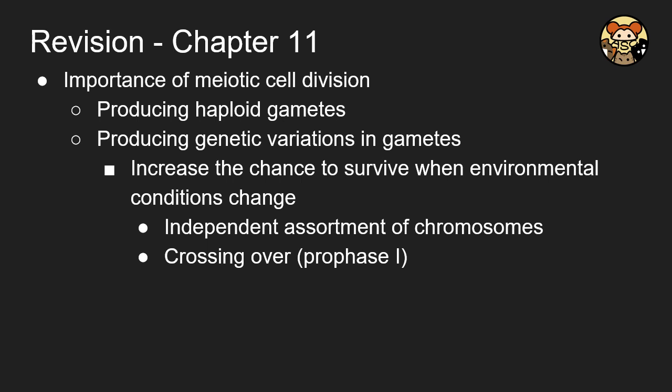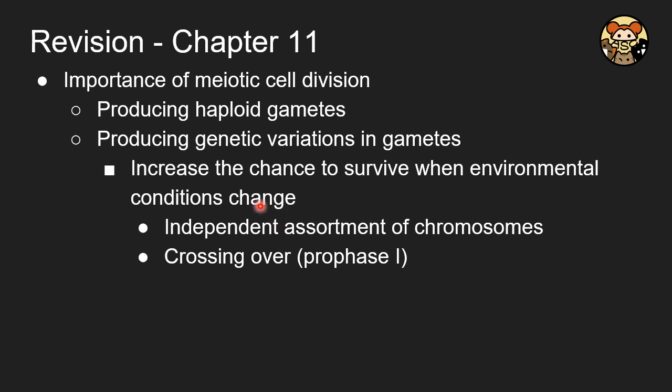So here are the importance of meiotic cell division. It will produce the haploid gamete cells, that is the sperms and also ova, and it will also produce genetic variation in gametes. This will increase the chance of survival when the environment is changed.